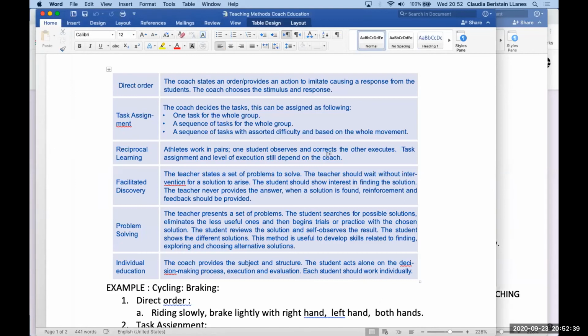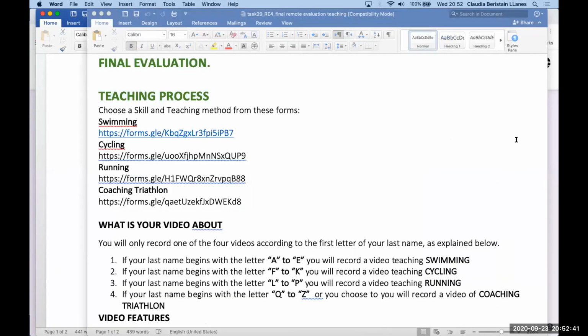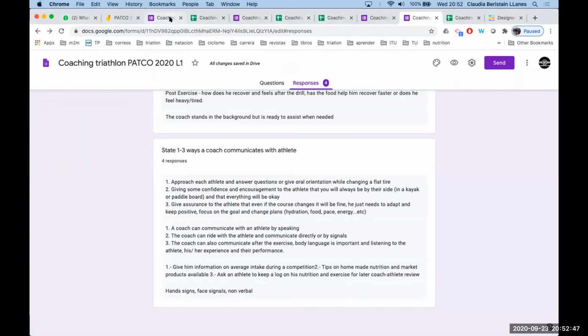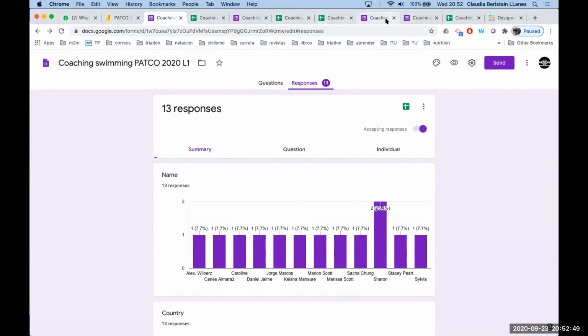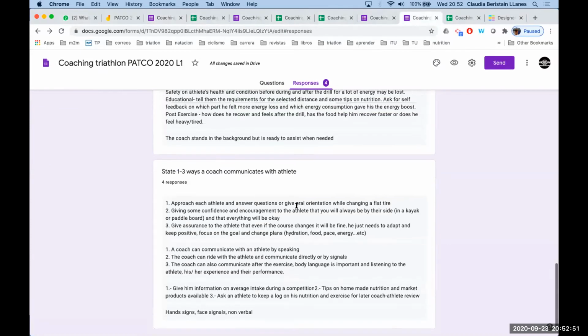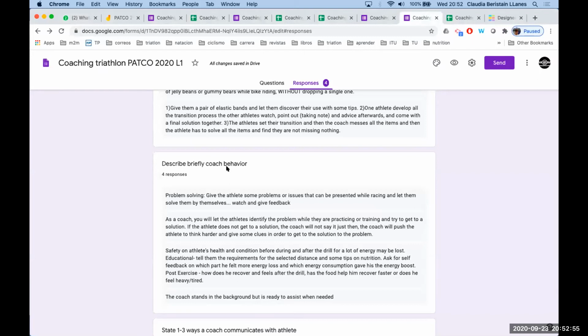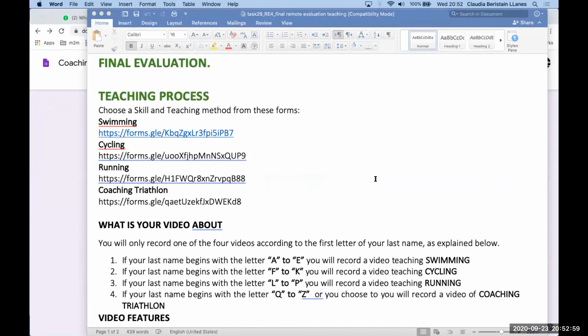So for swimming, cycling, and running, I am going to add, let me see here, I am going to add the activities, the ways to communicate with the coach, and the coach behavior, okay? This is the final evaluation. If you have any questions at all, you just need to ask. It's not a problem. You will have 6 weeks to do this.